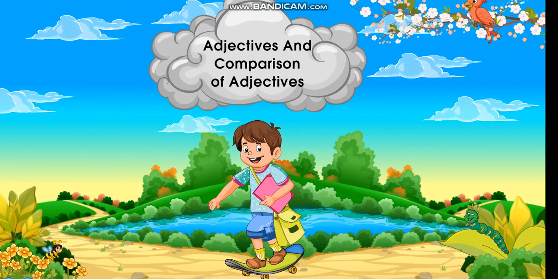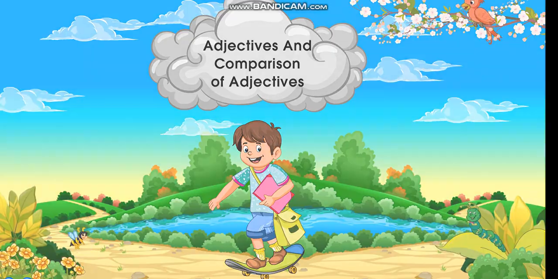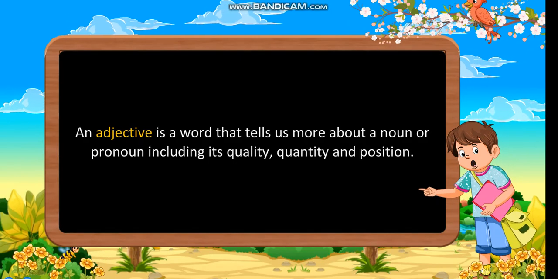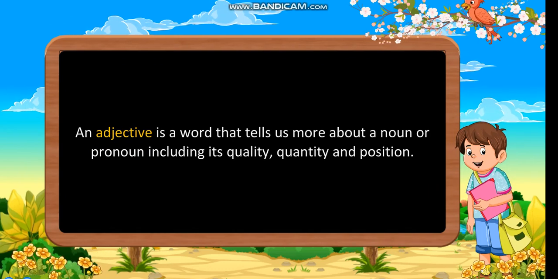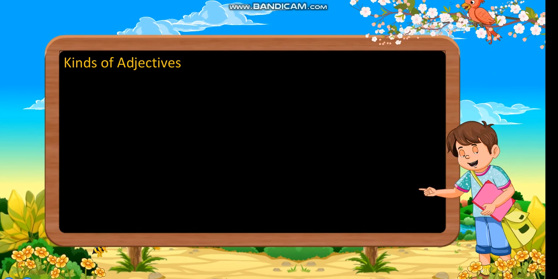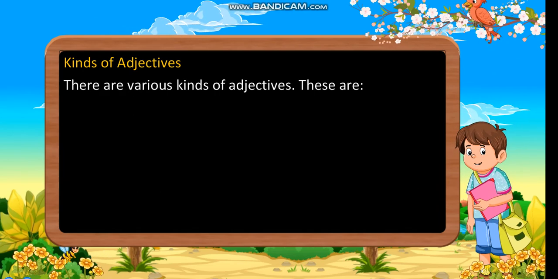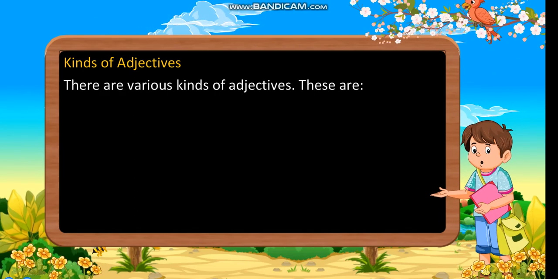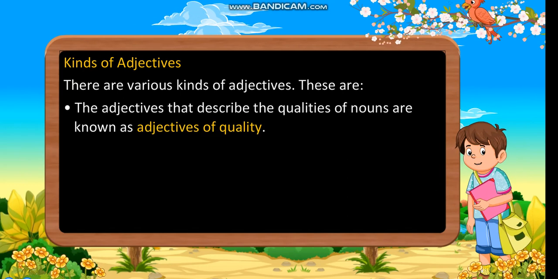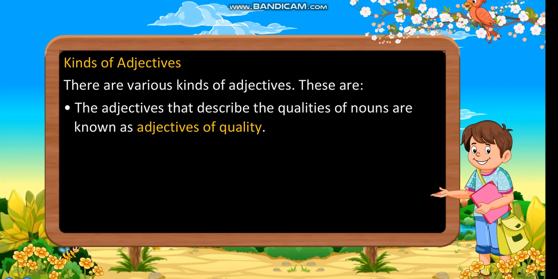Adjectives and comparison of adjectives. An adjective is a word that tells us more about a noun or pronoun, including its quality, quantity, and position. Kinds of adjectives. There are various kinds of adjectives. These are: the adjectives that describe the qualities of nouns are known as adjectives of quality.